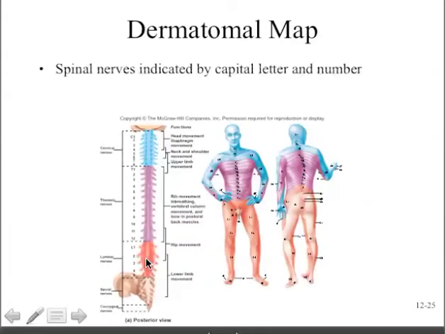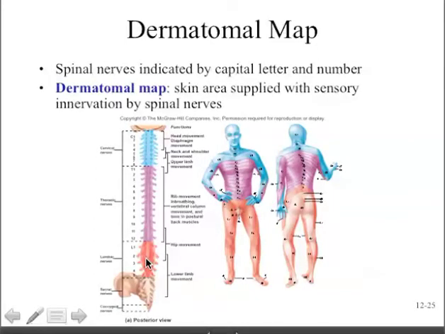If we look at the dermatomal map, what we see is that spinal nerves are indicated by the capital letter and the number. So we've got cervical, a thoracic, and a lumbar division, as well as a sacral and a coccygeal division. The dermatomal map is the skin area that's supplied with sensory innervation by spinal nerves. And what we find with these dermatomes is that they are generally served by overlapping clusters of nerve roots.